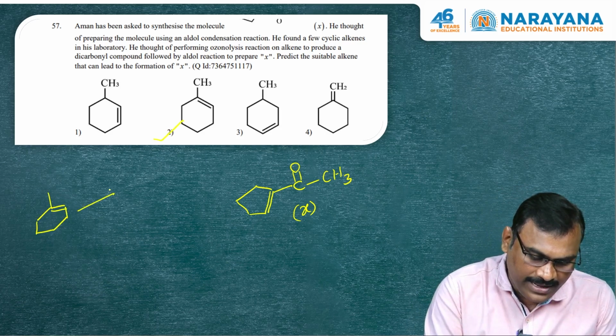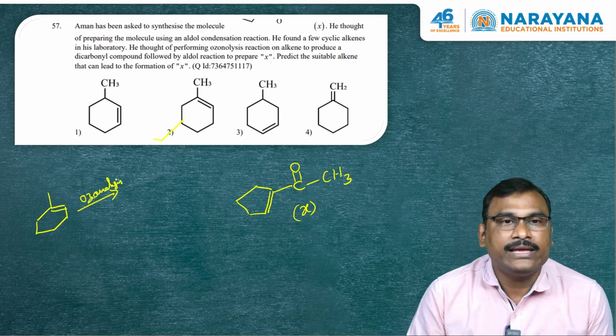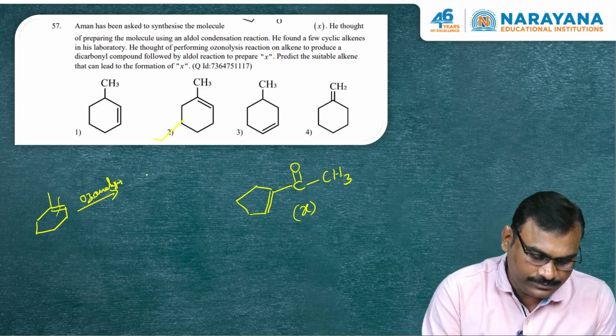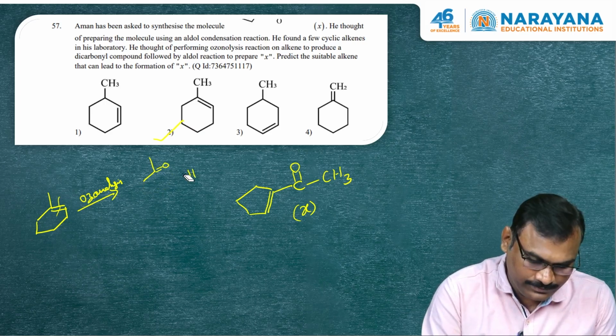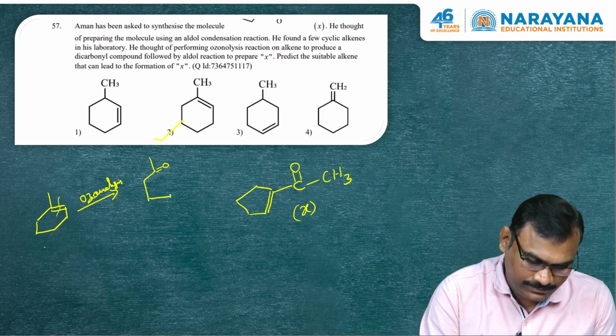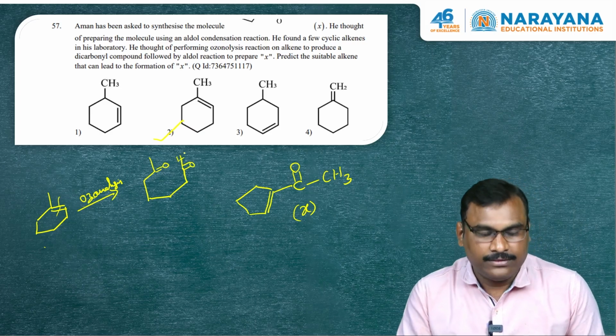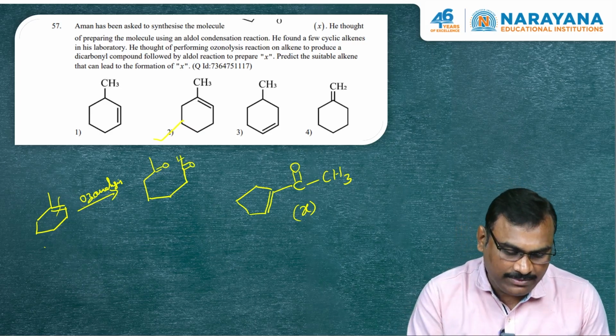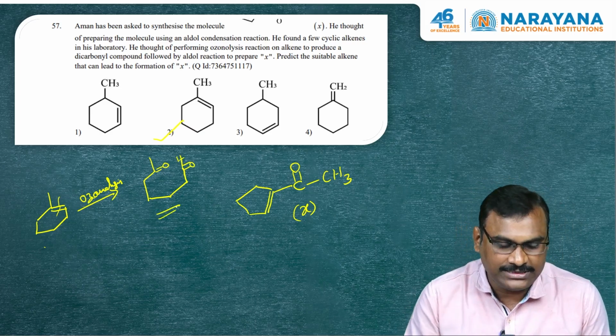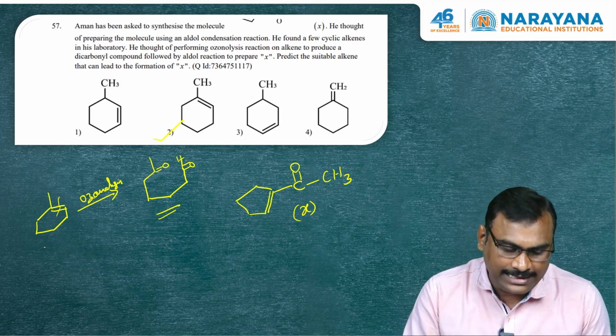First, upon ozonolysis, here we are doing reductive ozonolysis. Then we are getting this compound, the intermediate carbonyl compound first, which on aldol condensation.